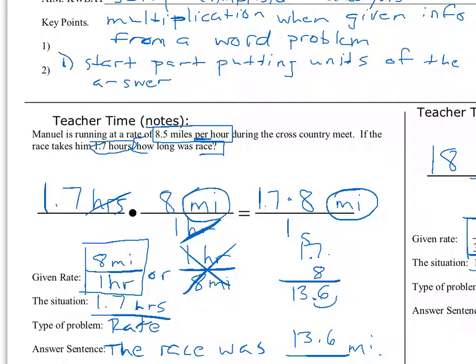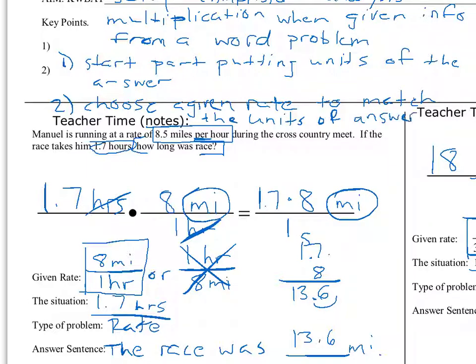Kyrie. You choose which rate you need to use. Yep. Choose a given rate to match the units of your answer. Choose a given rate to what? To match. Choose one of your given rates to match the units of your answer. Okay, you want to pick the one that's got the correct units on top.